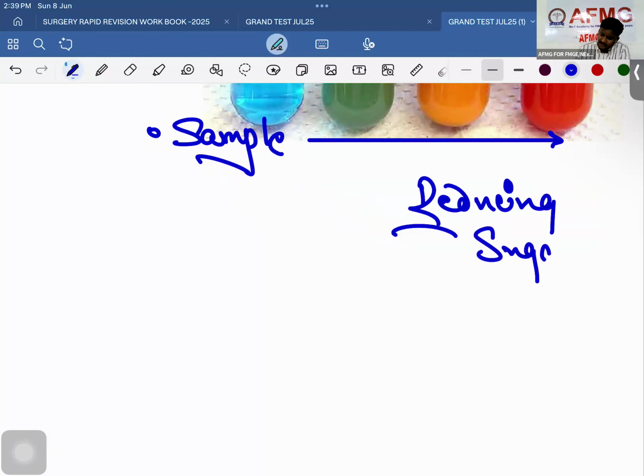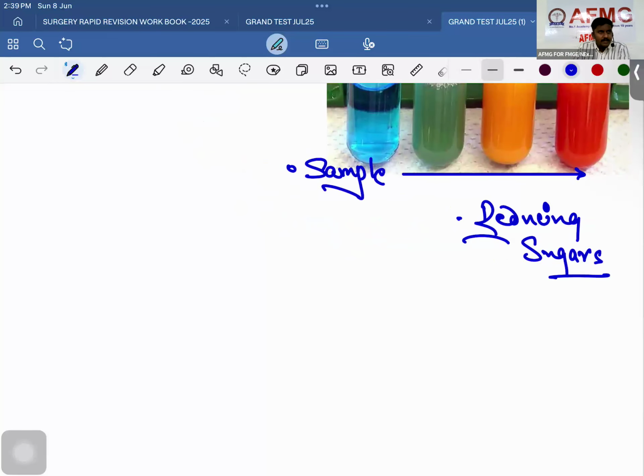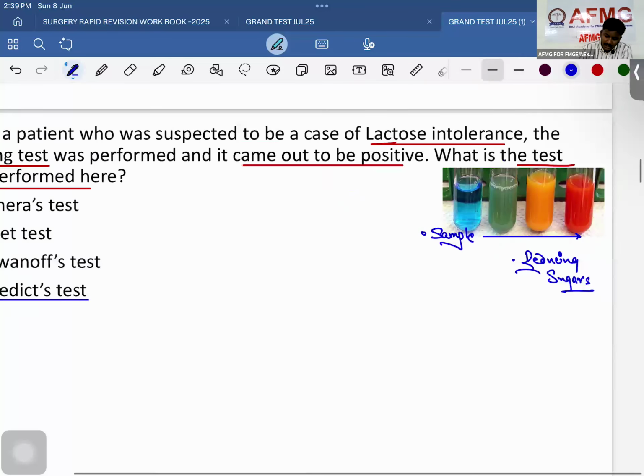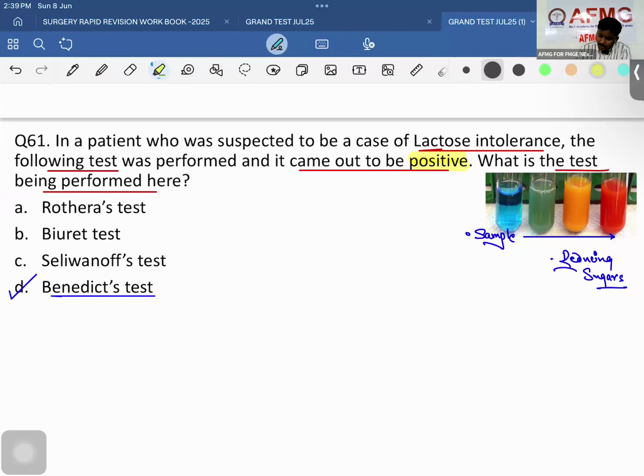As the patient is having lactose intolerance, the lactose will not be digested and all that lactose will get excreted out in urine. And we know that lactose is a reducing sugar. Therefore, the Benedict's test will come out to be positive. This has been an image-based question of your examination. So remember, in patients of lactose intolerance, the Benedict's test will be positive. That has to be kept in mind.